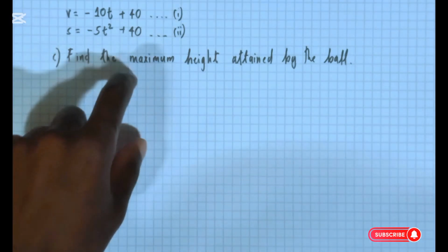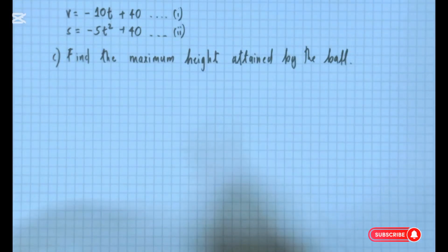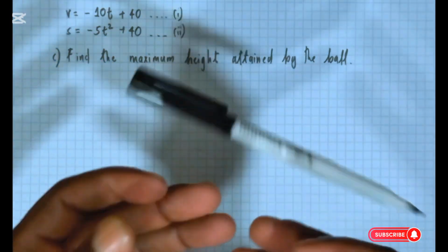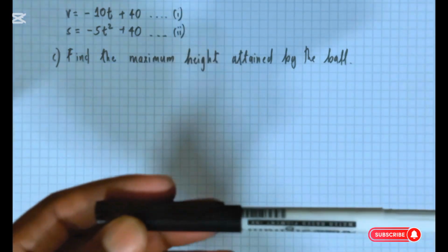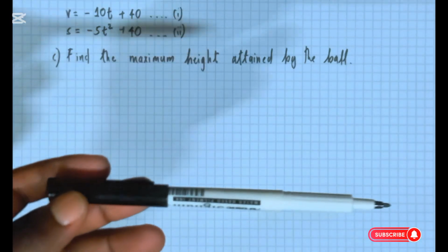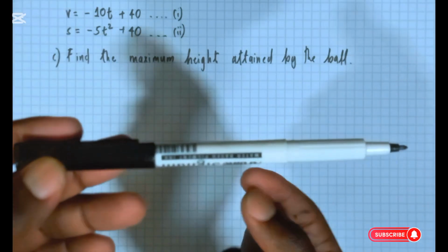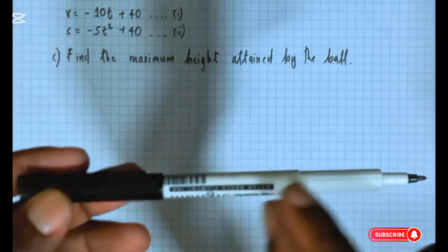So find the maximum height attained by the ball. I want you to understand this: when you throw this pen or this ball on an upward projection, it reaches its maximum height. What will happen? It will drop. That means that at that point, when it has reached its maximum height, the velocity or the speed with which it was traveling actually was 0.